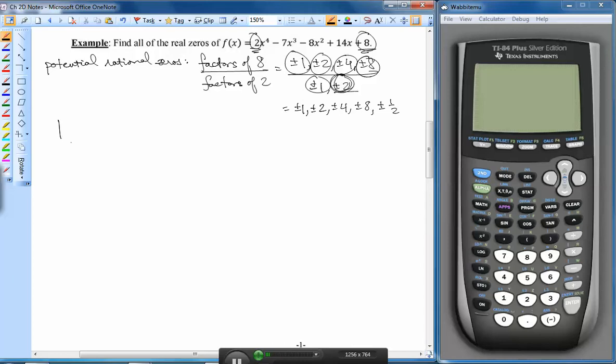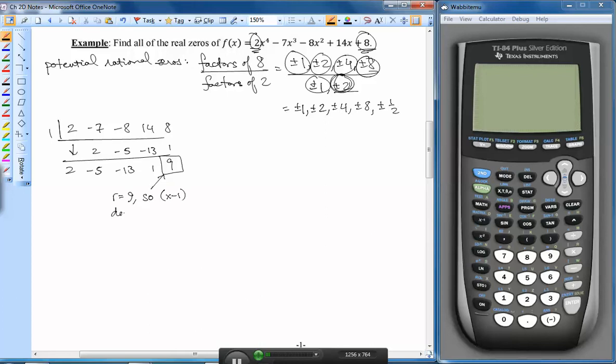Maybe you come over to the side and just try 1, see if you get lucky, because 1's not that hard. 2, negative 7, negative 8, 14, 8. But I'll tell you right now, 1 doesn't work. And if you work it all out, I'm just going to fill it all in here. Let's see, negative 5, negative 13, 1, 9. You end up with a remainder of 9, right? R equals 9. So x minus 1 doesn't factor into f of x.